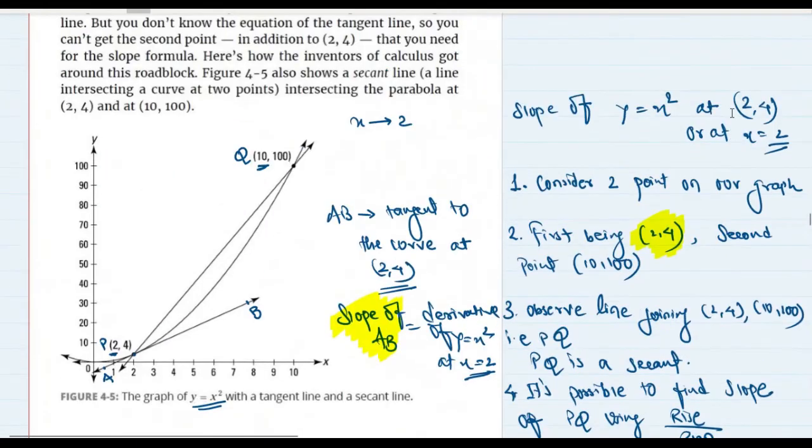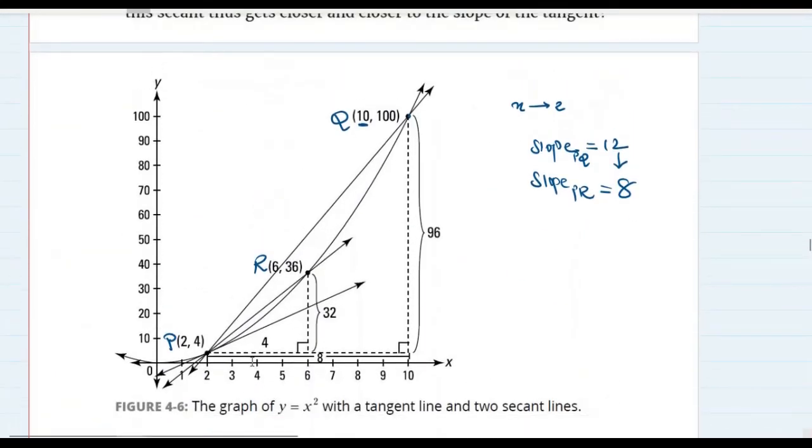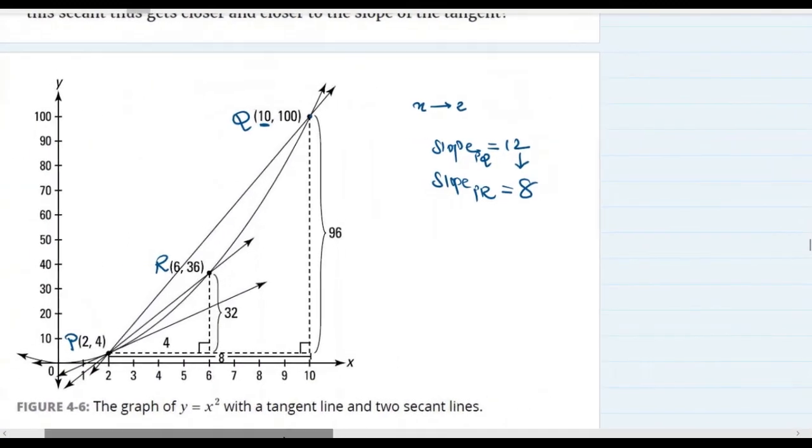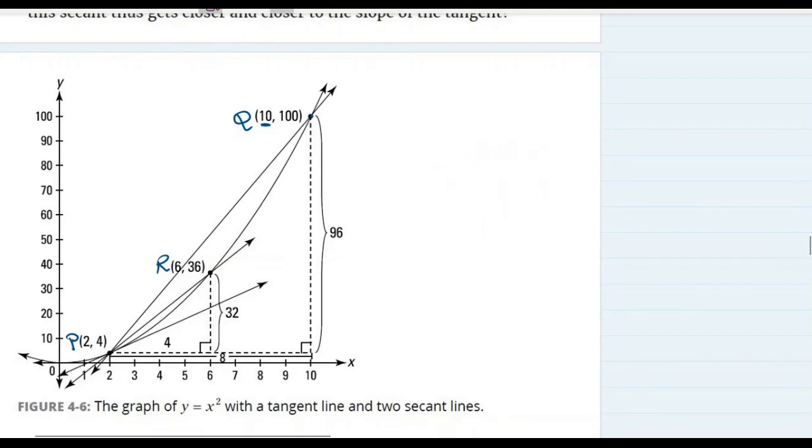Okay, so let's keep this graph in front of us because we have some space also over here, and understand what we need to find. So basically what we want is, we want this 10, that is the x coordinate of point Q, to get closer and closer to 2, so that the distance between P and Q reduces. So basically what we need is a point very close to P.